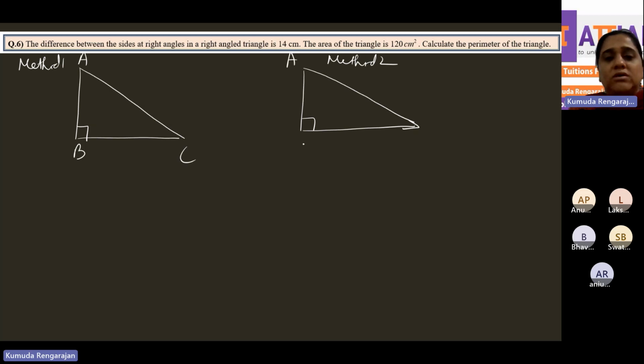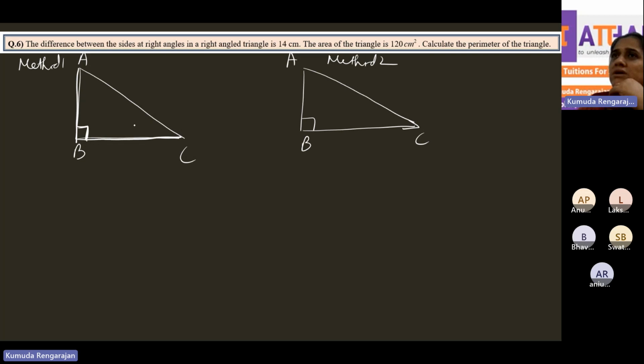The difference means what? The difference between our ages, like that. So the difference between the sides at right angles, that means they're talking about AB and BC, because AB and BC are the sides at right angles. So the difference between AB and BC is 14 centimeters. These are the two sides at right angles in this figure. The difference between them is 14.